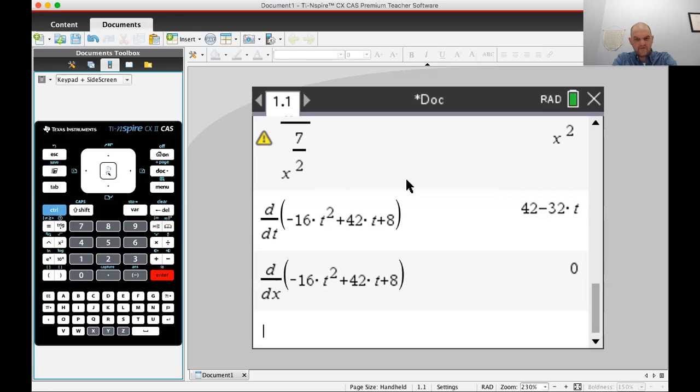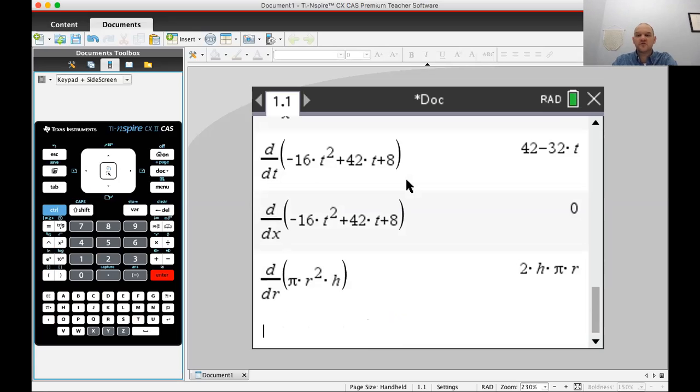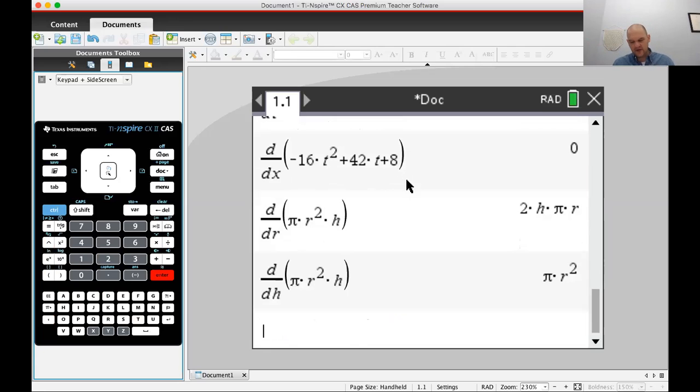For the next thing, let me do the derivative of pi times r squared times h with respect to r, so r is our variable. We get 2 pi r h. What if we change our independent variable to h? Now we should just get pi r squared, because h is the variable and pi r squared is a constant, and we do get pi r squared. So we did a really good job here.